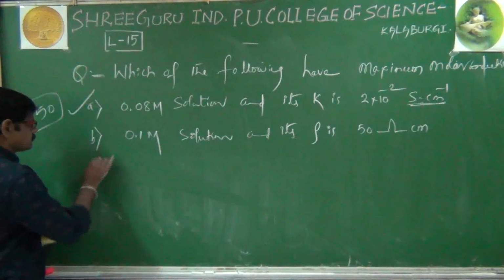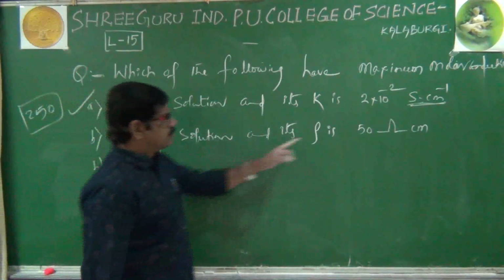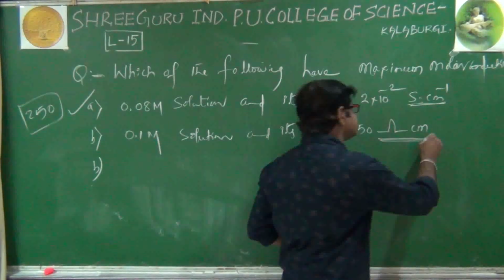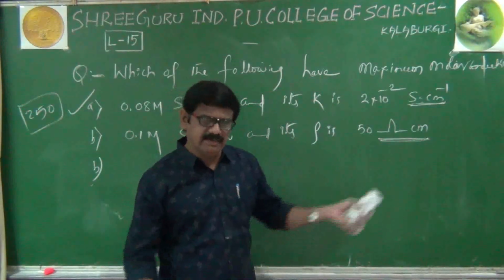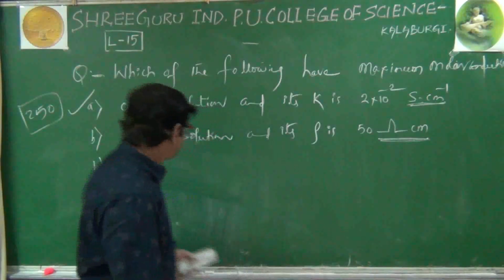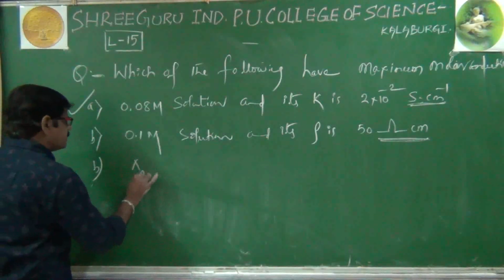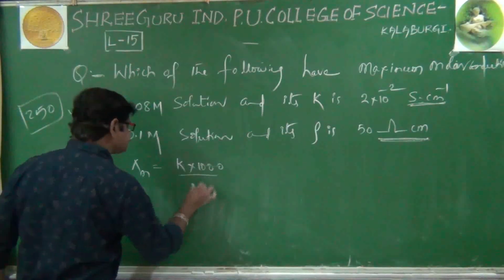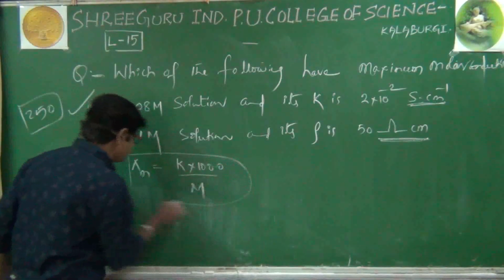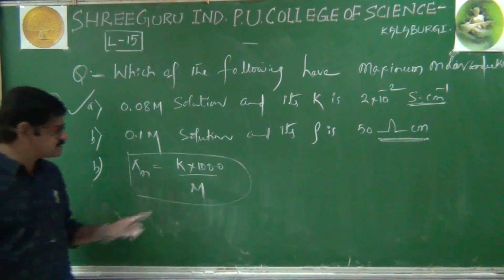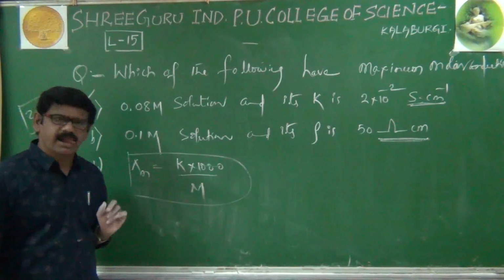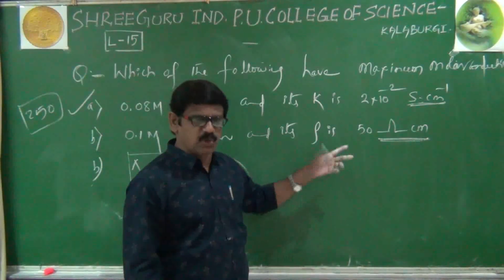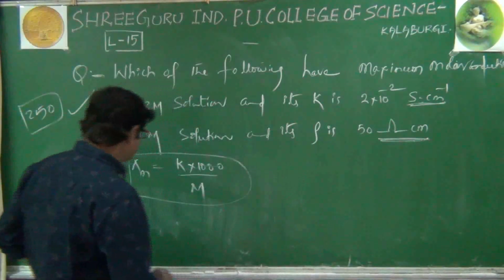B. And here also ohm centimeter is given, nothing but a CGS system value. Again we will use our regular, same formula only: lambda m is equal to k into 1000 divided by M, no doubt. But in this question, molarity is there directly, but instead of k, rho is there. And you know the relation between rho as well as k. Both are reciprocal to each other.